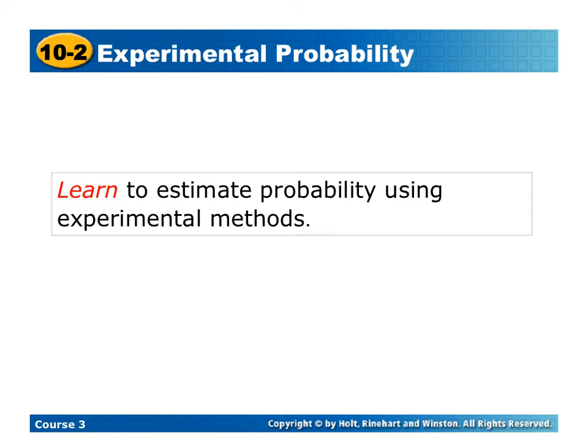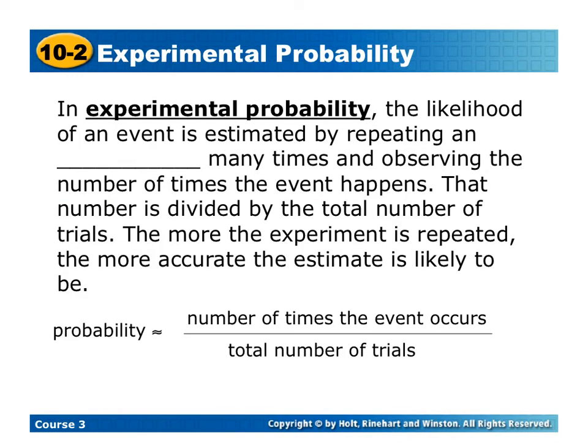So today we're going to take a look at experimental probability and being able to estimate probability using our experimental methods. In experimental probability, the likelihood of an event is estimated by repeating an experiment or event many times and then observing the number of times the event happens. That number is divided by the total number of trials. The more the experiment is repeated, the more accurate the estimate is likely to be.